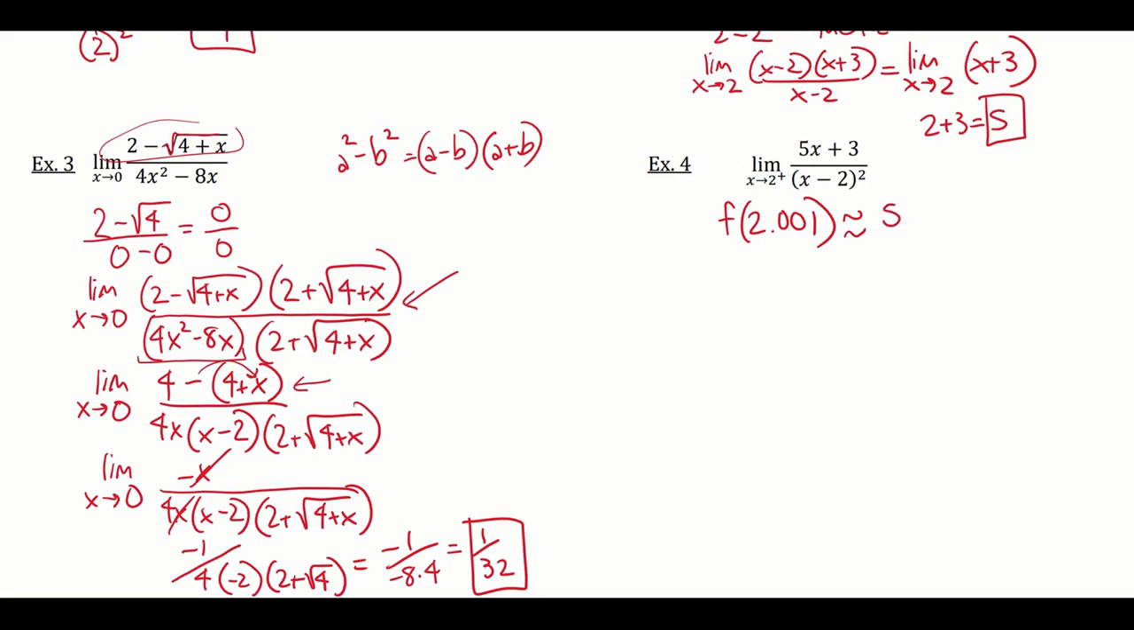And I'm going to put "about equals" because it's not going to be exact. So that would be 5 times 2.001 plus 3 over 2.001 minus 2. Actually, this part is equal. My next part is where it's going to be about equal to. 5 times 2.001 is about 10. 10 plus 3 is about 13. My denominator, 2.001 minus 2, is 0.001 squared.